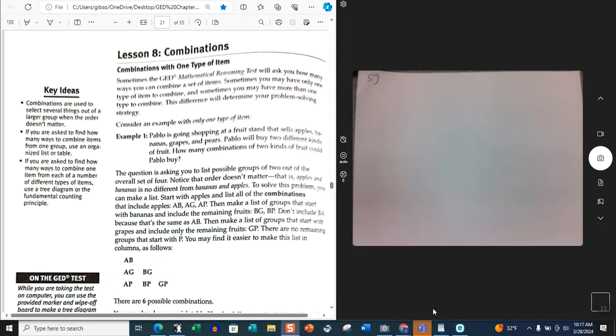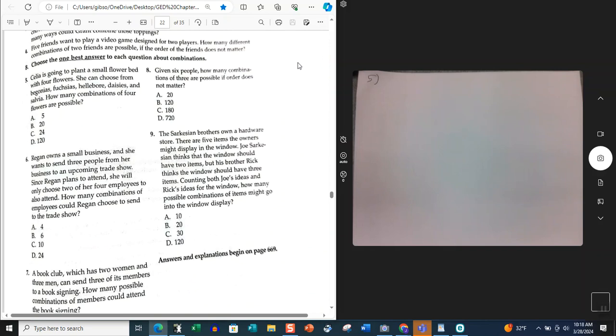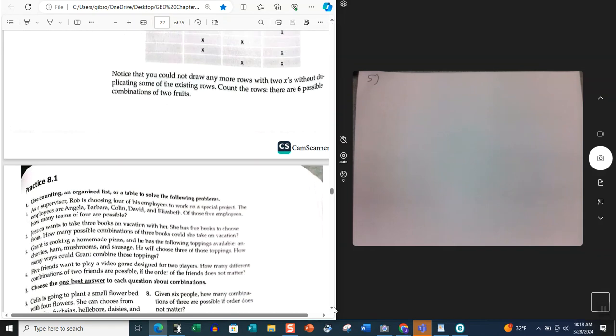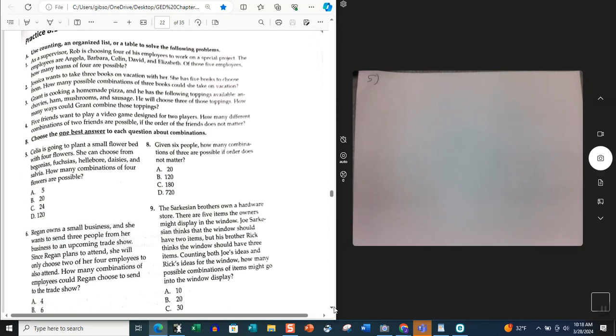Sometimes the GED mathematical reasoning test will ask you how many ways you can combine a set of items. Sometimes you may have only one type of item to combine, and sometimes you may have more than one type to combine. This difference will determine your problem solving strategy. Consider an example with only one type. Well, we will go through this, and then now we're going to skip down to the actual problems.